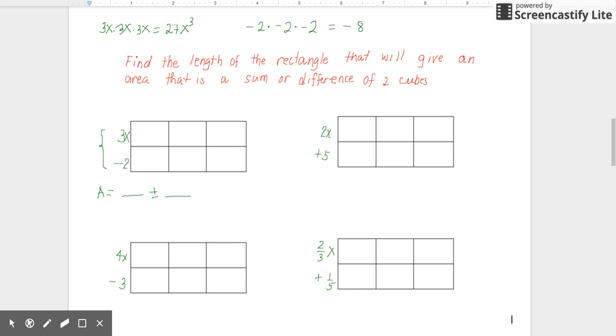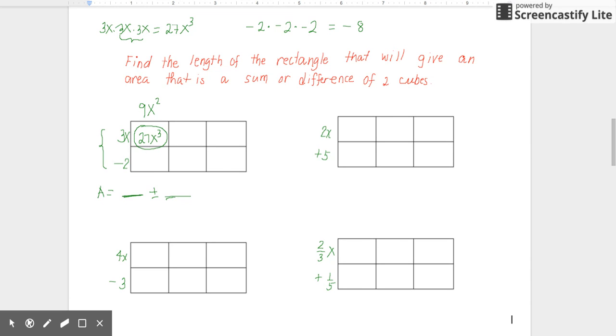Now, we know that the first term in the area comes from this section. So we want this to be a perfect cube. So if we want this to be a perfect cube and one of the factors is 3x, then the other factors should be 3x times 3x, which is 9x squared. So I should put here a 9x squared so that when I multiply the two sides, I'm going to get 27x cubed, which is a perfect cube. So let's put here 27x cubed. And we know where we got the 9x squared from. All right.